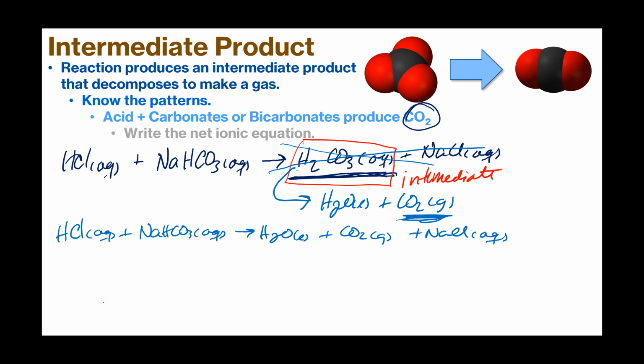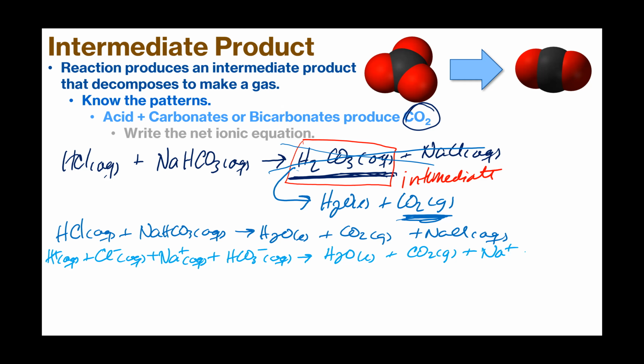Okay. If we want to write our net ionic equation for this, we can write our complete. HCl is strong, so this is going to be H plus aqueous, Cl minus aqueous. Sodium bicarbonate is a sodium plus aqueous, and a bicarbonate, HCO3 minus, aqueous. Water is a liquid, so it does not come apart. CO2 is a gas, so it does not come apart. NaCl is ionic, and it's aqueous, so we can say sodium plus and Cl minus aqueous.